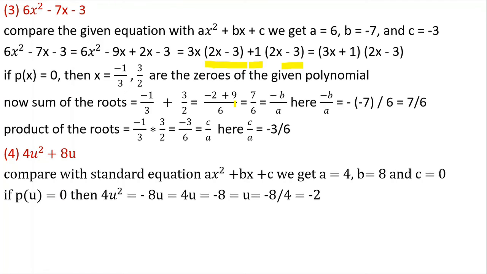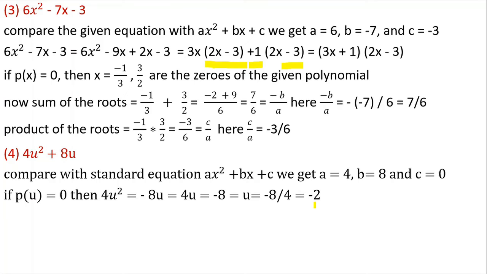Now if p of u is equal to 0, then we are getting 4u square is equal to minus 8u. That is 4u is equal to minus 8 and u is equal to minus 8 by 4, which is minus 2. So simply here there is no constant term, so I am simply equating to 0. Then I am getting u is equal to minus 2. So u is equal to minus 2 is the value of u at which the given equation 4u square plus 8u becomes 0. Hence minus 2 is considered as the root for the given polynomial.